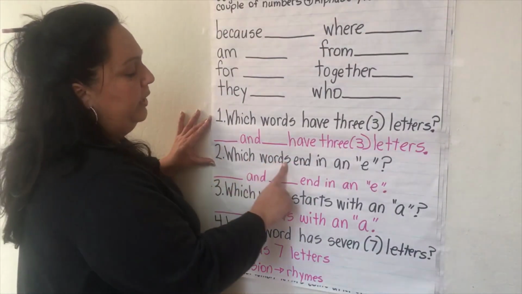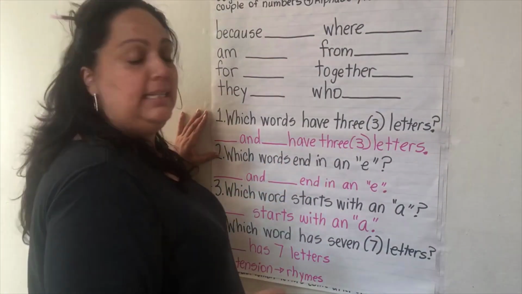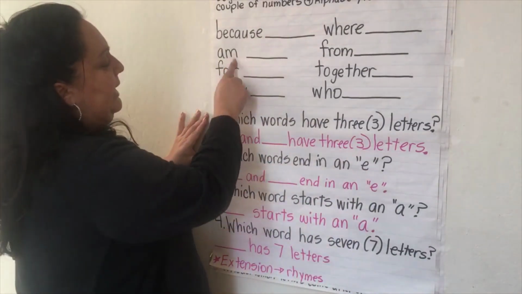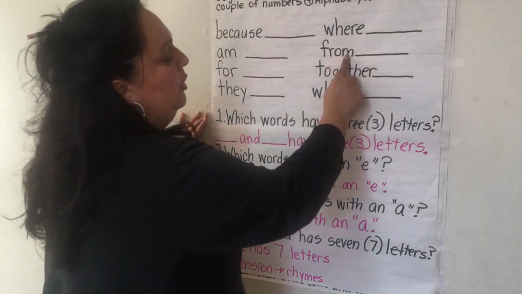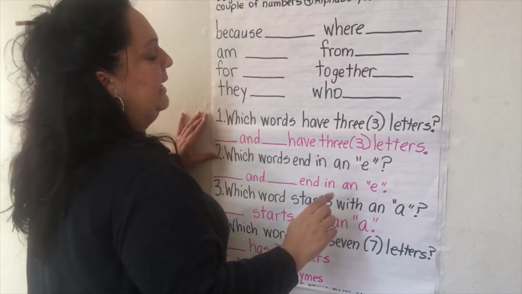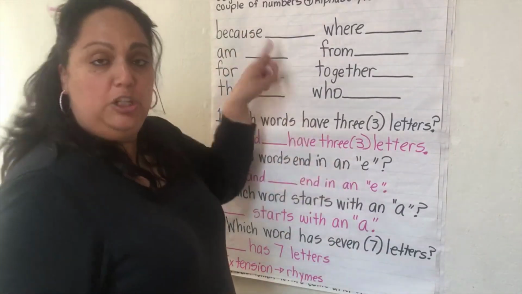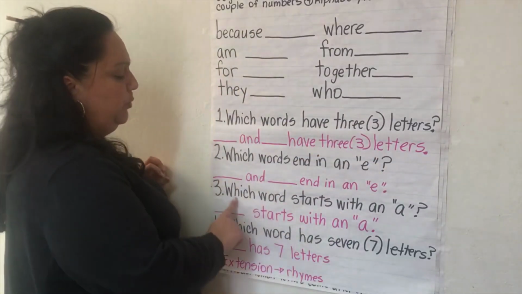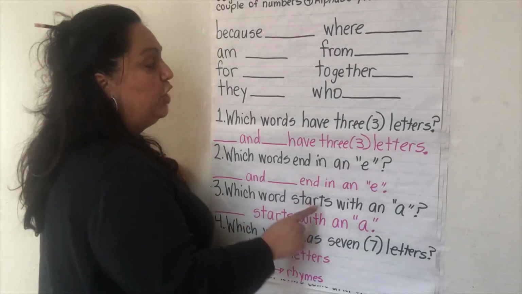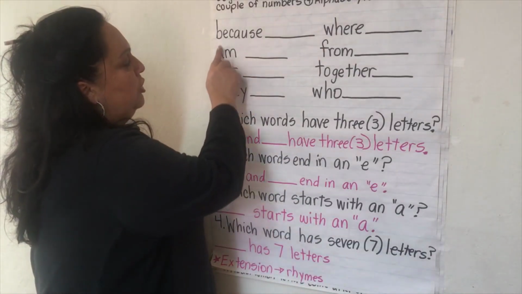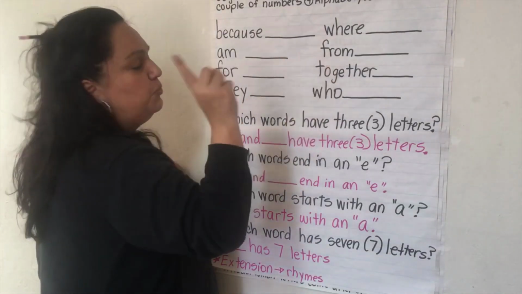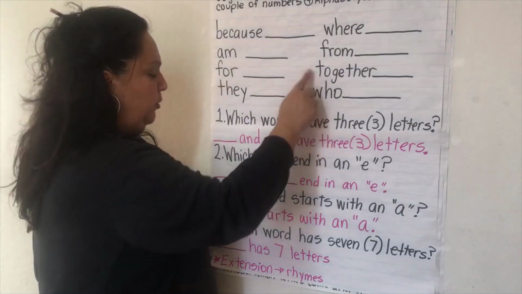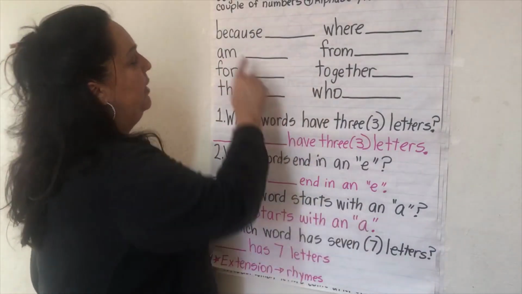The next one, which words end in an E? So they end, the last letter, end. Which words end in an E? And you could go ahead and do that. And then the next one is, which word starts? Starts. So which word begins? Starts. Which letter is first? Which one starts with an A?